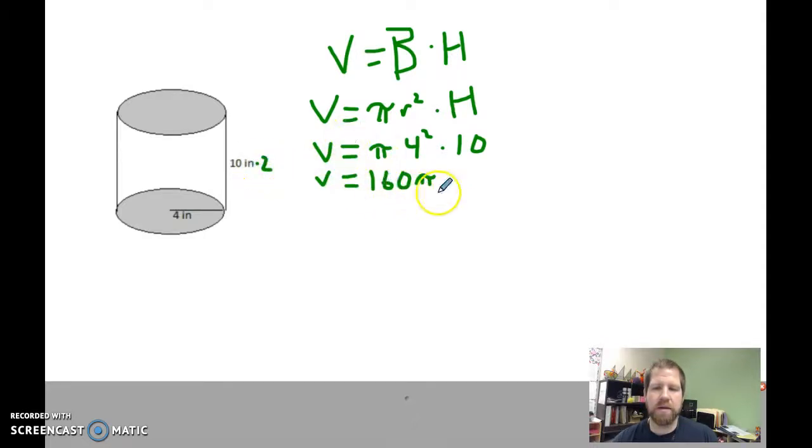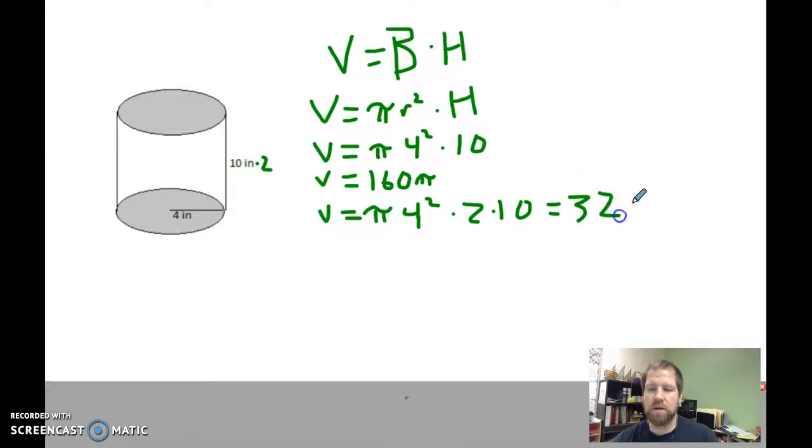Now I'm multiplying my height times 2. So that's going to be my volume is equal to pi times 4 squared times 2 times 10. All right, so I already know 4 times 4 is 16, times 10 is 160, times 2 should be 320 pi. Okay? Right? I just multiplied it by 2. So it did the same thing as my rectangular prism and my triangular prism.